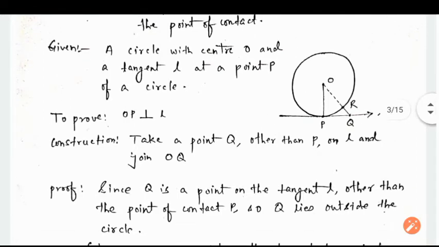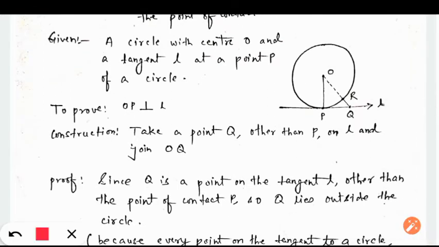For that, we are going to take help from construction. In construction, take a point Q. See, a point Q is taken which is other than P. It is not P, P is here. So take a point Q other than P, taken on line L, and join OQ.